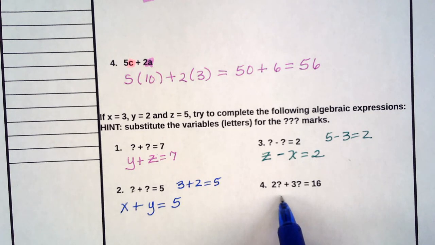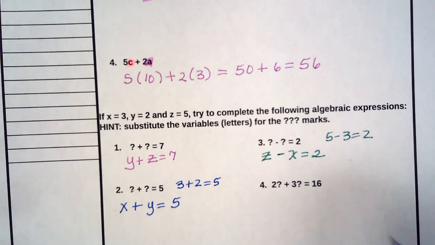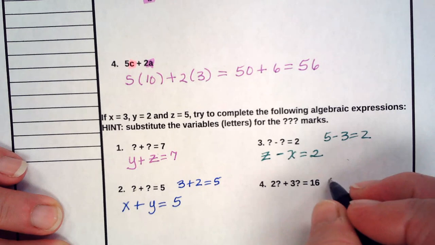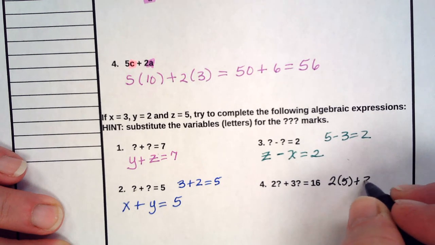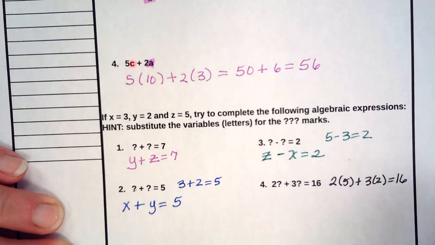What if I put 5 in here? If I put 5 in here, 2 times 5 is 10. 16 minus 10 gives me 6. 6 is divisible by 3. 6 divided by 3 is 2. So we would take 2 times 5 plus 3 times 2, and we get 16.